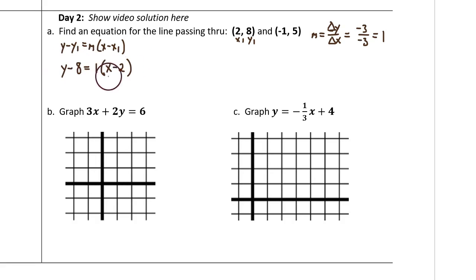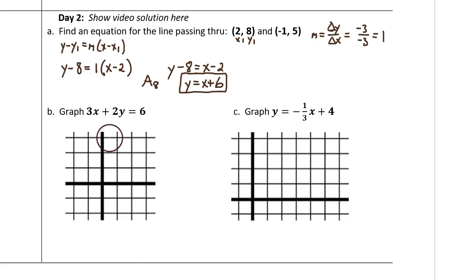Now, we could leave the equation like this, but we can make this look nicer. So we have y minus 8 equals x minus 2. And then if we add 8 to both sides of the equation, we have y equals x plus 6. And this equation is in our more familiar form called slope-intercept form.